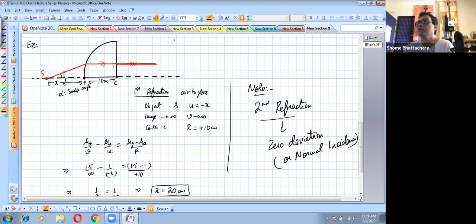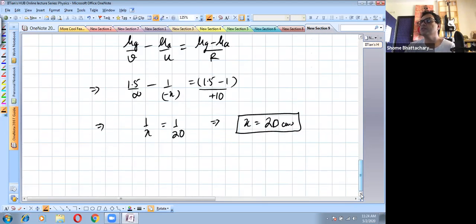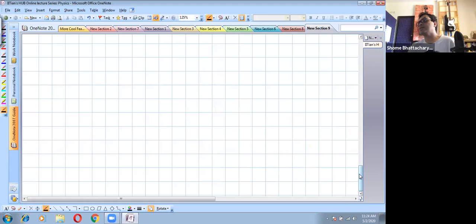Okay, so let's move on to the next thing. So we'll be seeing some more applications of this. Now before that, I just want to quickly discuss the case of total internal reflection and critical angle.